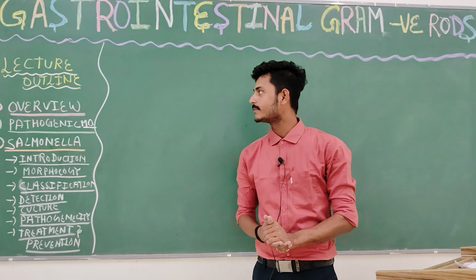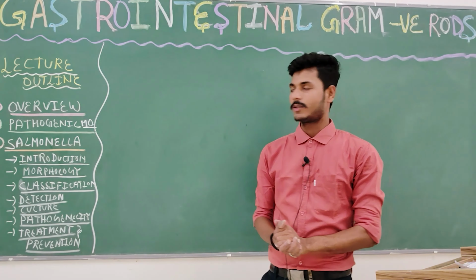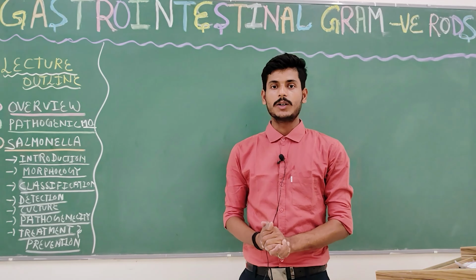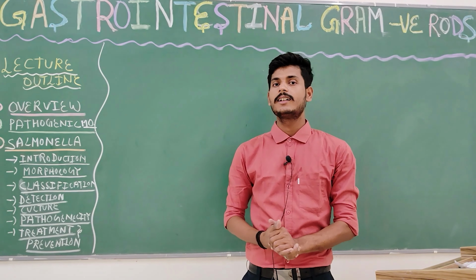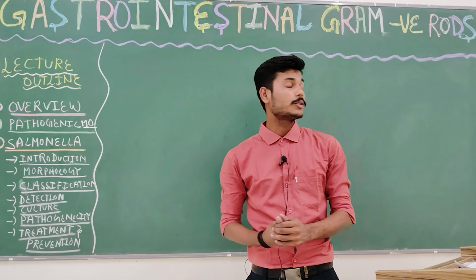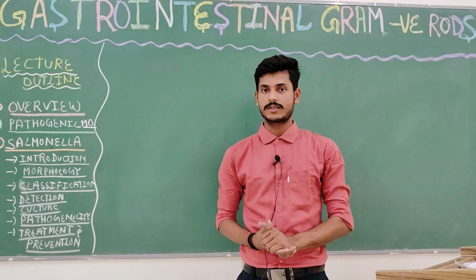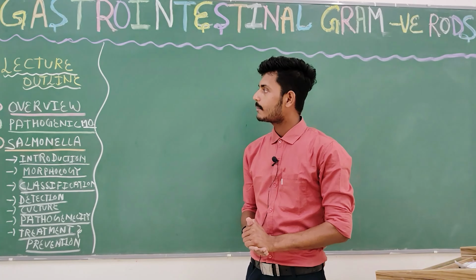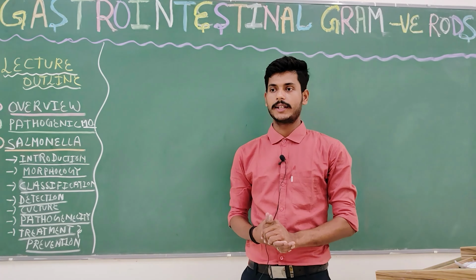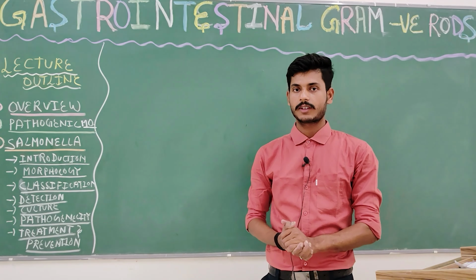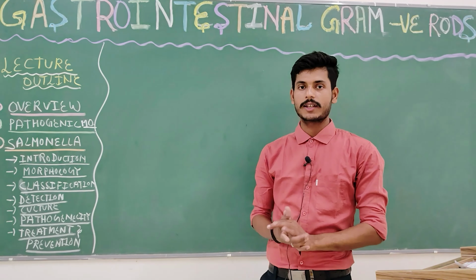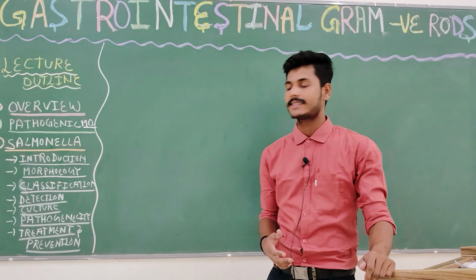I am also fine. So here is today's lecture outline. First, we will deal with the overview of the gastrointestinal diseases or gastrointestinal gram-negative rods. Then we will discuss the pathogenic microorganism, and then we will see the Salmonella. And this is the first organism which we are going to discuss in this chapter.